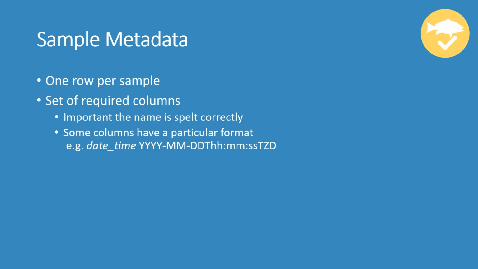So the sample metadata is a spreadsheet that has 1 row per sample. It has a set of required columns. It is important that all of these are spelt correctly, and some columns have a particular format that's needed, such as date time.